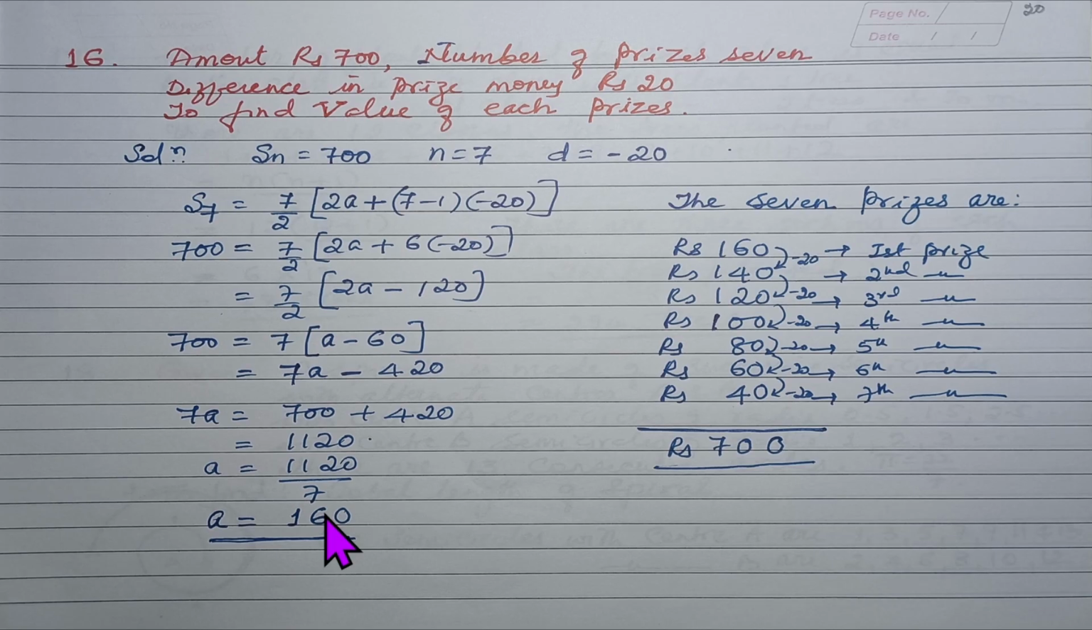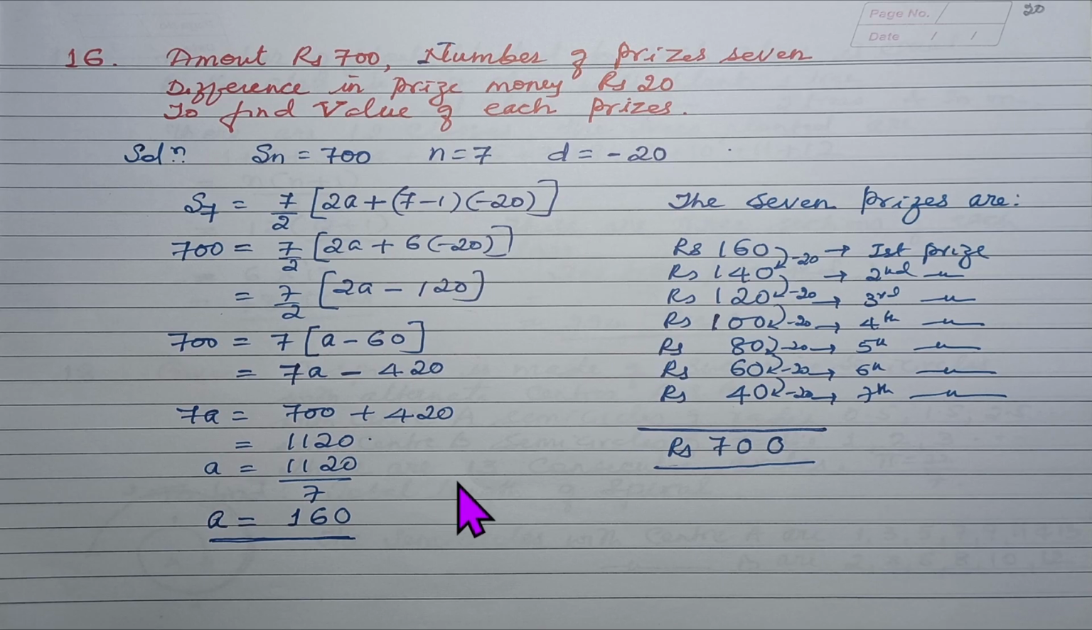So that means the first prize money is rupees 160. The second prize money will be 20 rupees less, so 140. Again third prize is 120, 20 rupees less. Fourth prize will be 100, again 20 rupees less. So on, we have the seventh prize, the amount is 40 rupees. When we add the prize monies of all 7 prizes, we find the total amount is 700, and therefore the prize money for first, second, third, fourth, fifth, sixth and seventh rank is correct, and the difference is rupees 20 between them.